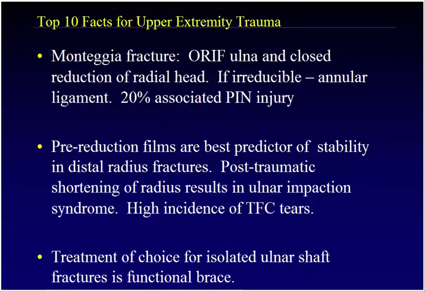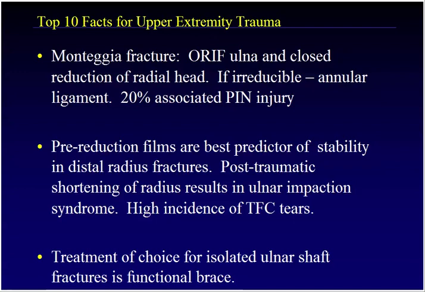Monteggia fractures, treat those with ORIF of the ulna and closed reduction of the radial head. If irreducible, you should suspect that the annular ligament is the culprit, and that will need to be addressed with an open procedure. Remember that Monteggia fractures do have a 20% incidence of posterior interosseous nerve injury. Pre-reduction films are the best predictor of stability in distal radius fractures. Post-traumatic shortening of the radius can result in ulnar impaction syndrome, and high incidence of TFC tears can be seen with distal radius fractures, and we talked about all those just now.